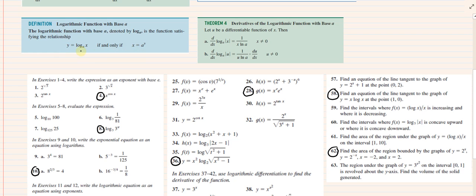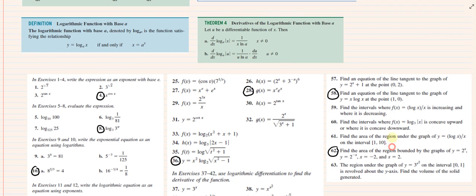And then we look at the derivative of logarithmic functions with any valid base a. So the derivative of log base a of x is 1 over x ln of a, and the derivative of log base a of u is 1 over u natural log of a, and by the chain rule, times du dx. So those are the things that are in this section, and let's take a look at the exercises.